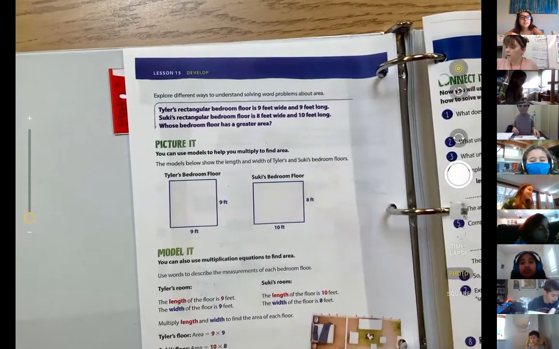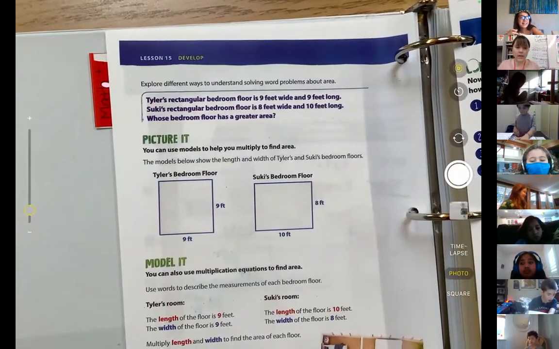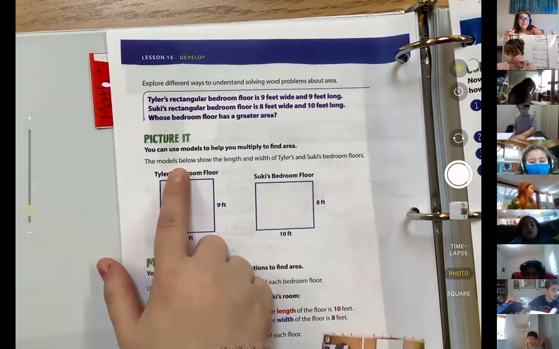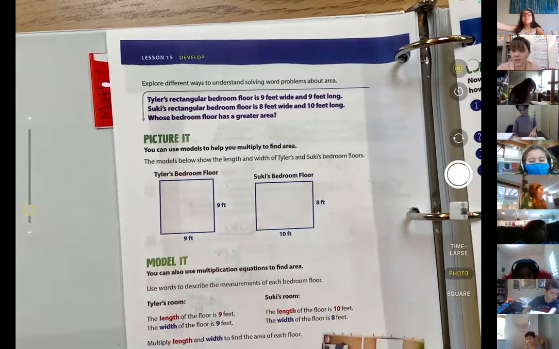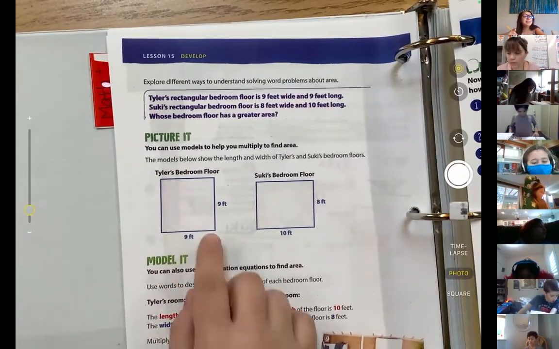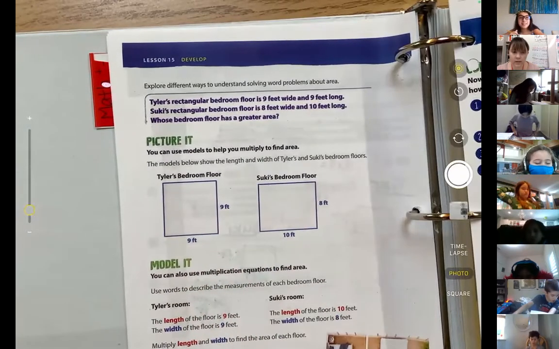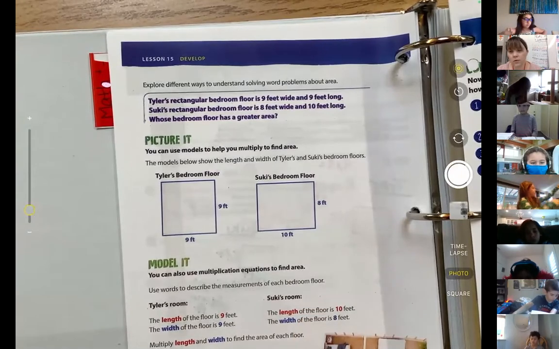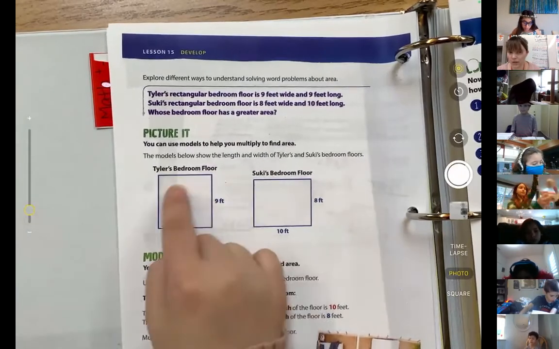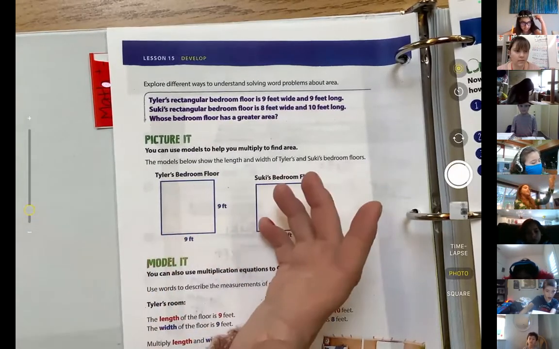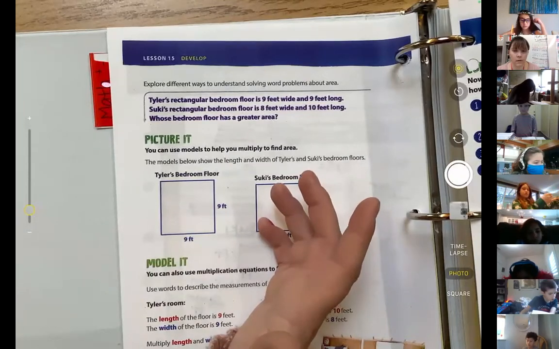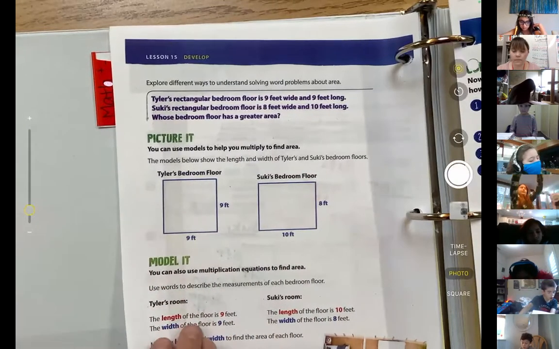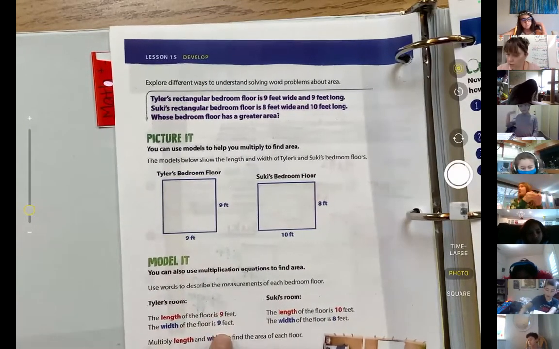All right. So this is gonna kind of explain what we just did, right? So the first thing it says is that you can use models, just like we did. I drew the bedrooms, we labeled the sides, okay? And then we multiplied, right? Now, if you are somebody who's thinking, I don't need this picture, that's okay. Some people do that. You can just do the two numbers.